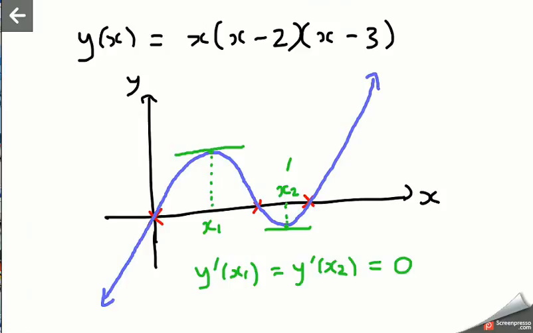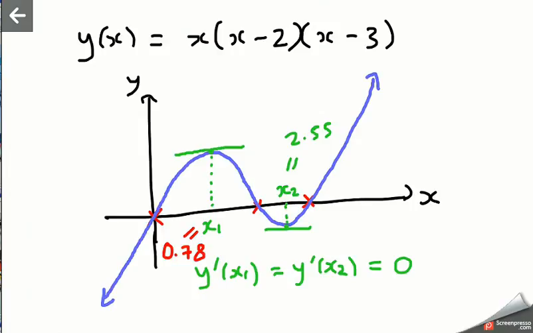is equal to, what was it, the other one again? 0.78. So x1 is 0.78 and x2 is 2.55. Now we can see just from our diagram that there is a maximum at x1 equals 0.78, and there is a minimum at x2 equals 2.55.